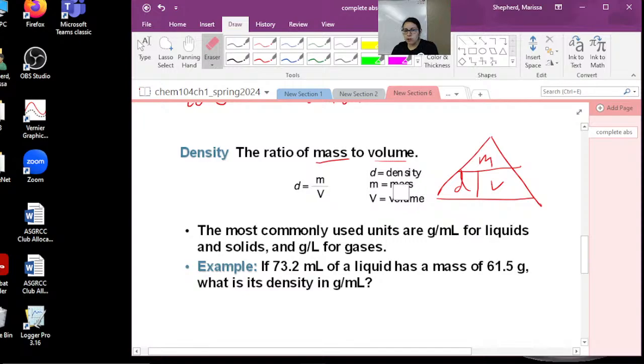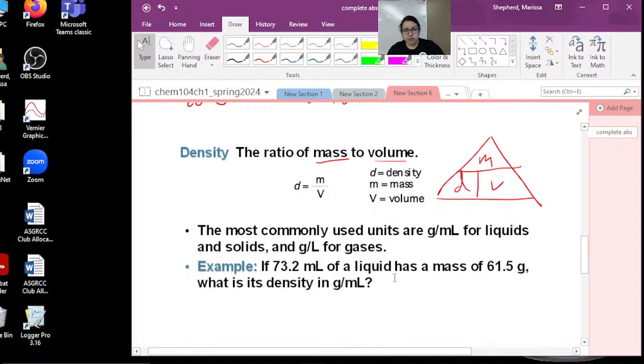So let's just say we're trying to find the mass, and we were given density and volume. Then you cover mass up, and density and volume are right next to each other, so you know to multiply. Same thing for density, which goes back to your formula. If you're trying to solve for density, you just divide mass divided by volume. But if you wanted to find volume, cover volume, and it gives you mass divided by density.